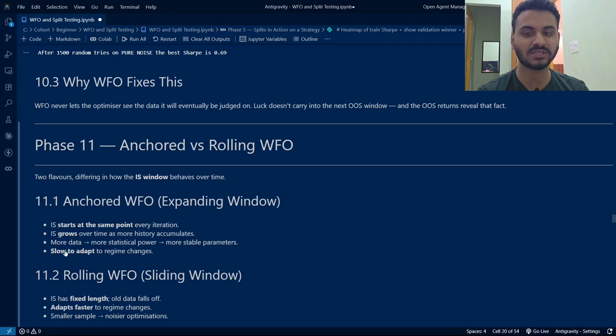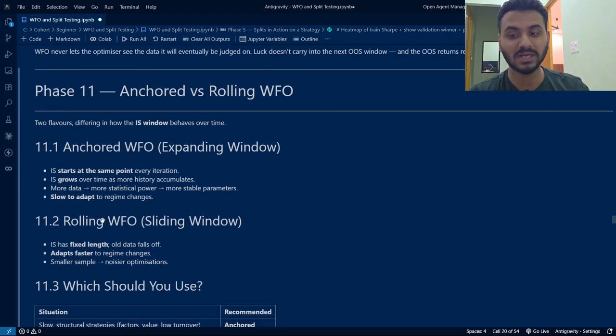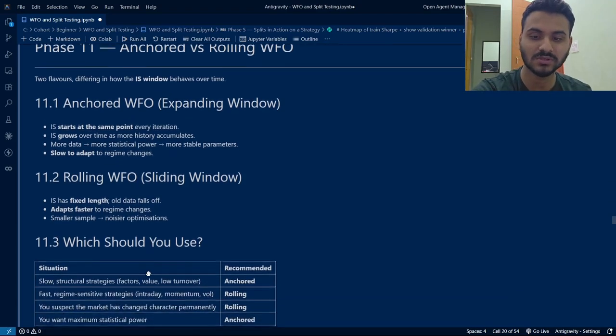More data, more statistical power, more stable parameters, but slow to adapt to regime changes, like we mentioned in 2020, 2008, right? A rolling window has a fixed length. Old data just falls off the test entirely. It adapts faster to regime changes, but a smaller sample could lead to noisier optimization.